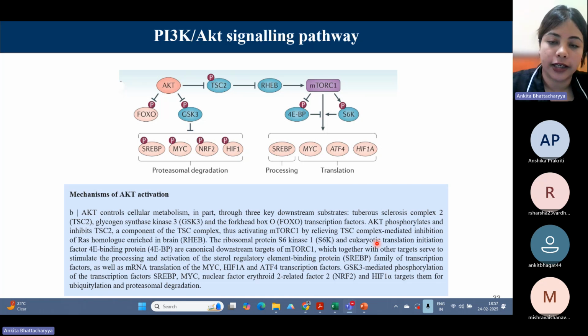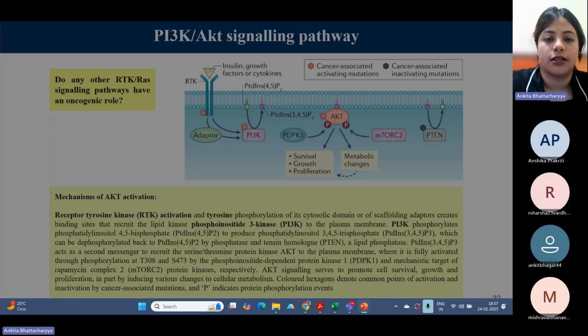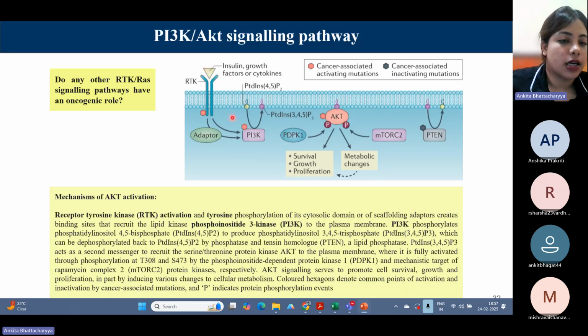But basically, at the top of the entire mountain, if you think about it like a mountain, you have your RTK. Downstream of it is PI3K, which phosphorylates PIP2 into PIP3. PIP3 is now a secondary messenger, activates AKT. AKT is able to regulate cell survival, growth, proliferation, and cause many metabolic changes. This phosphorylation of AKT is aided by mTORC2, and dephosphorylation of the PIP3 into PIP2 is carried out by PTEN.